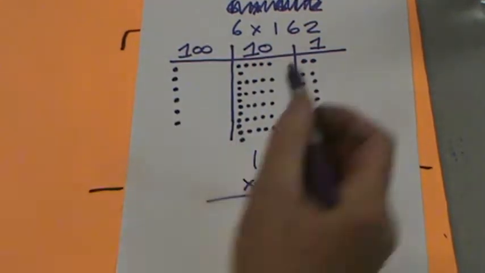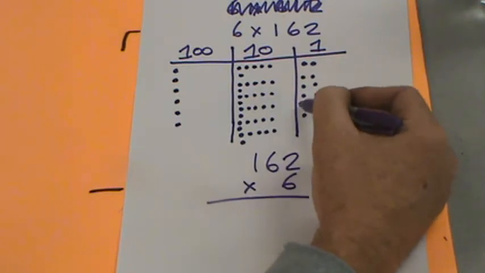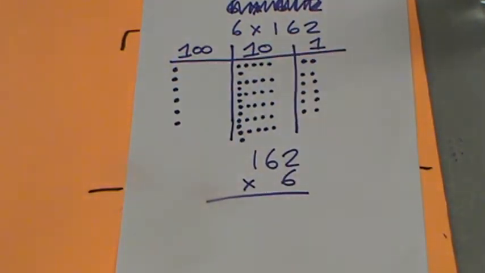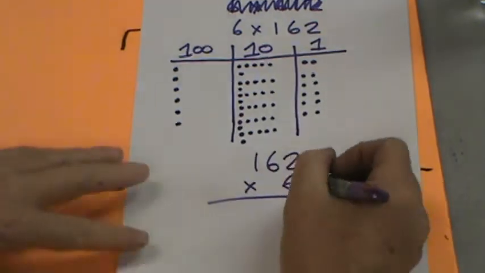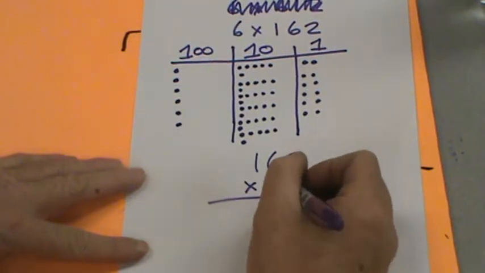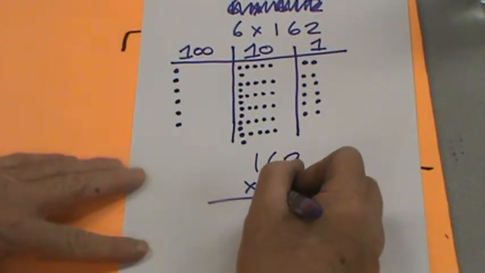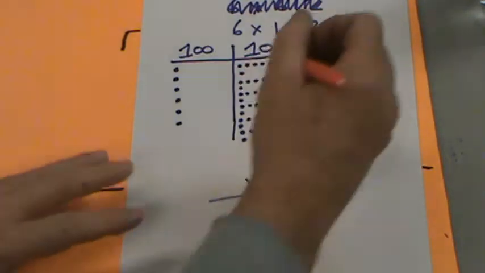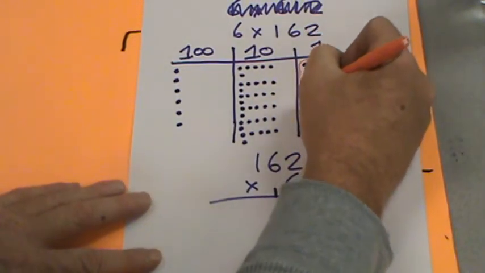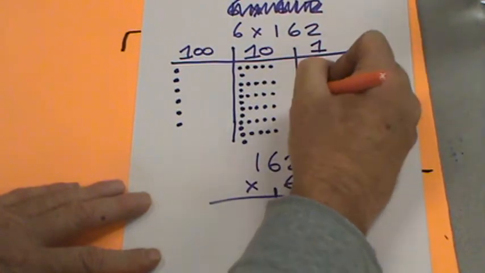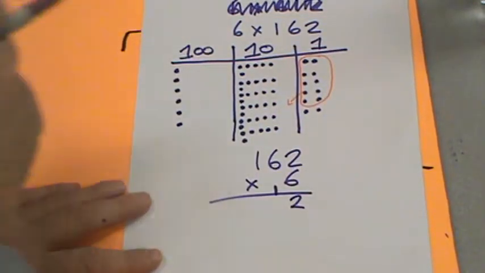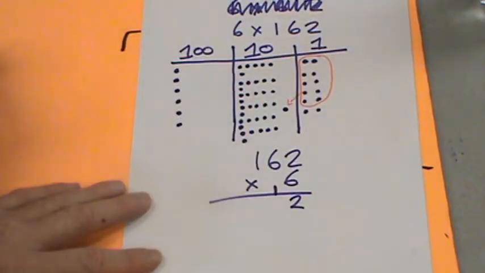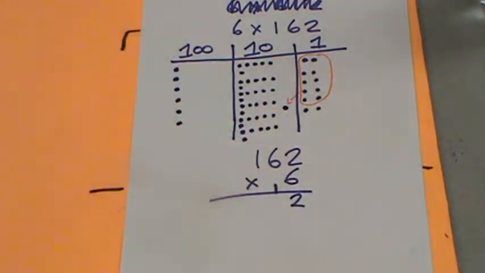2 times 6 is what? 1, 2, 3, 4, 5, 6, 7, 8, 9, 10, 11, 12. It's 12. But here's where we break away from the partial product. I put a 2 here, and I'm going to put a 1 right here. 12. To show the regrouping, let's circle 10 of these and send them over this way. All right, so there's our 2, there's our 2.